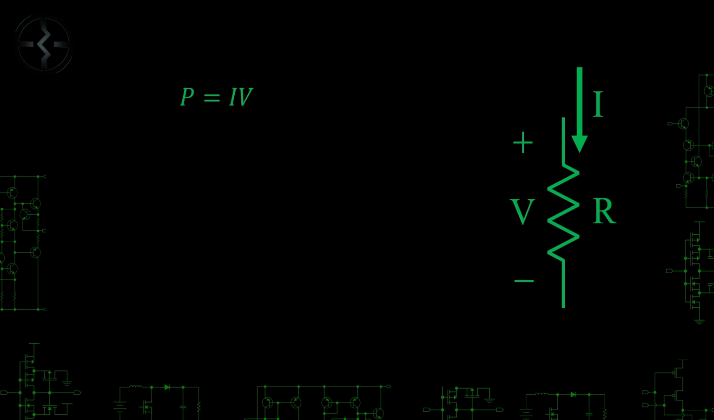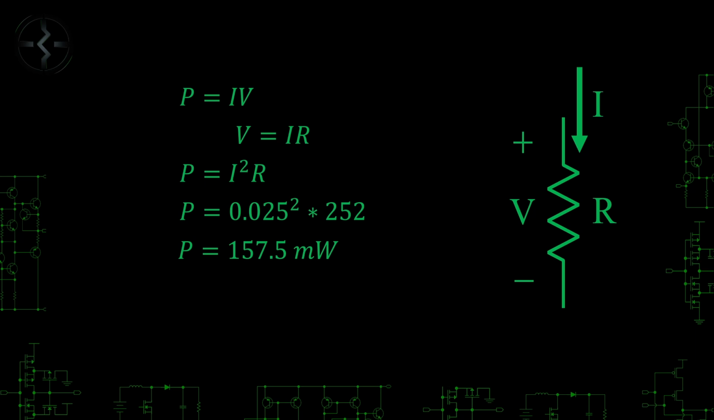Power is just current times voltage. We know that voltage is current times resistance in a resistor from Ohm's law, so the power can be written as P equals I squared R. Solving with our values, we see that the resistor needs to dissipate about 158 milliwatts. This means that we can use a standard quarter-watt resistor.